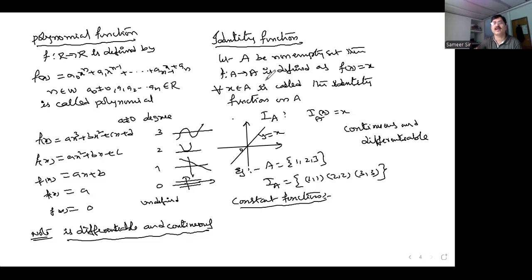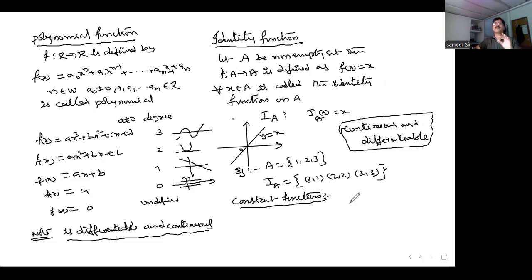Whatever I said, I wrote here. See this, A is a non-empty set, f: A to A is defined as f of x is equal to x for all x belonging to A. It's called the identity function. That's what I said, draw y is equal to x. The identity function is always continuous and differentiable. Example: if a set 1, 2, 3 is given, the mapping can be 1 to 1, 2 to 2, 3 to 3.